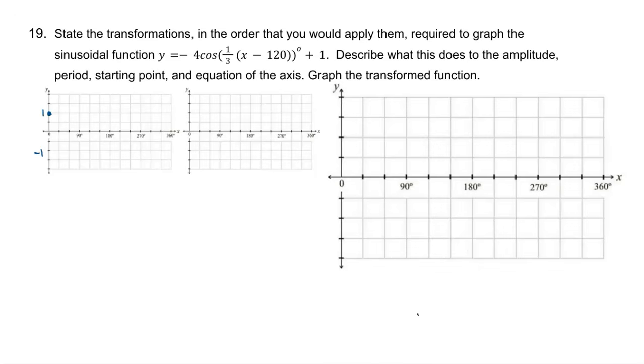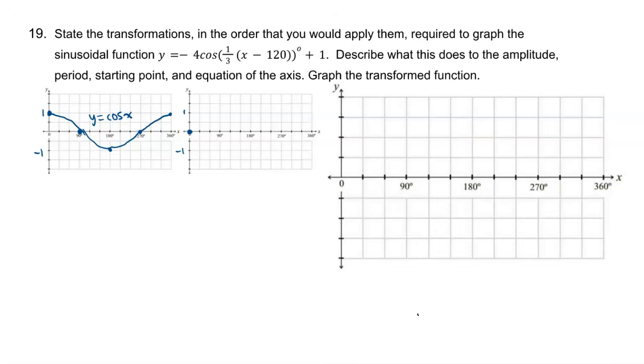The first thing we want to do in order to understand how to graph this and transform it is to remember what the cosine function looks like. That's the parent function here that we're transforming. The cosine function has an amplitude of 1 and it has equation of the axis at 0 and a period of 360, and it looks like that. So what we're going to do is we're going to apply the transformations that are in the equation to that cosine function. It's also good to keep in mind what the sine function looks like.